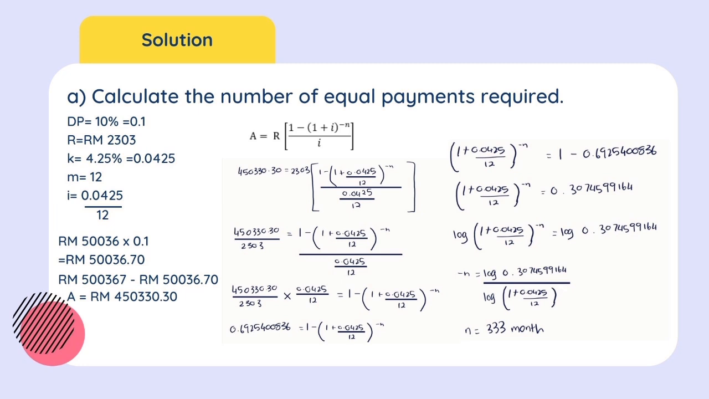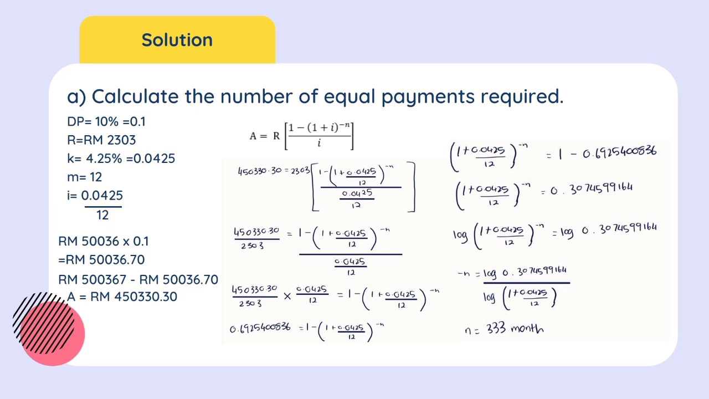Next, we're using the formula A equal to R, bracket 1 minus bracket 1 plus i close bracket to the power of negative n, per i close bracket. After that, we substitute the numbers, which is 450,330.30 equal to 2,303 bracket 1 minus bracket 1 plus 0.0425 per 12 bracket to the power of negative n per 0.0425 per 12 bracket. Next, bring the 2,303 below to get 450,330.30 equal to 1 minus bracket 1 plus 0.0425 per 12 bracket negative n per 0.0425 per 12.